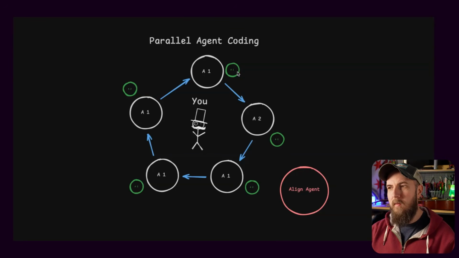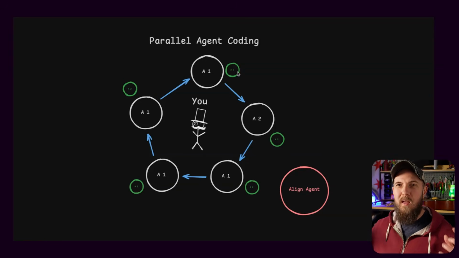And in between each one of those, you have an alignment agent look at the code and see if the code from any of those individual agents is going to screw anything up when all of that code comes together.